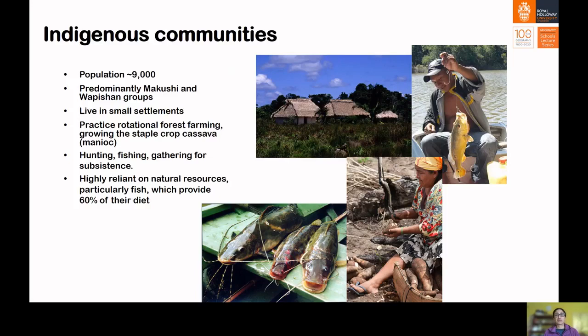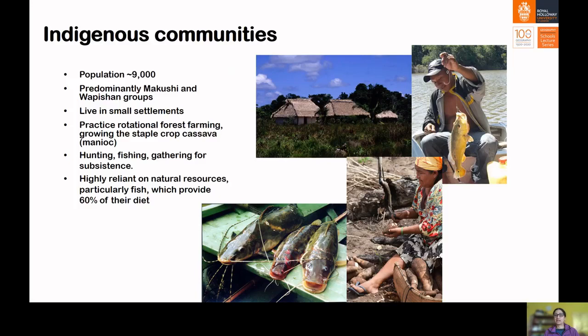are based on rotational forest farming, where they cut small areas, approximately 1 hectare, in the forest, and then burn that vegetation, and then plant crops. They normally do that in the dry season, in readiness for when the rains arrive, to feed their crops with water. The main crop that they grow is cassava. This is a root vegetable, which is their staple, and they have many, many different varieties of cassava. Some are drought resistant, some flood resistant, some can be harvested within a couple of months, some take longer, some are good for storage, some are good for eating fresh. So they have many different varieties that they grow.